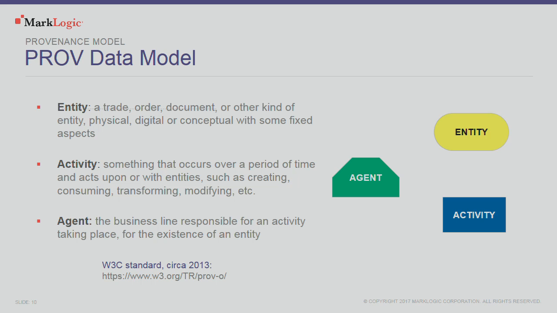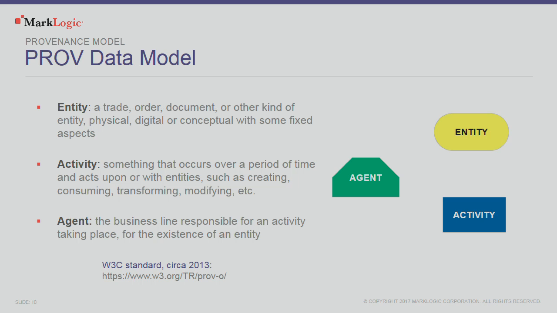The activity is how something has happened to that document. Anything that has been applied to that document, be it a transform, be it the initial ingestion, etc. Agents can be either human or automated processes. And PROV-O is actually very good at being able to represent both of those kinds of processes.